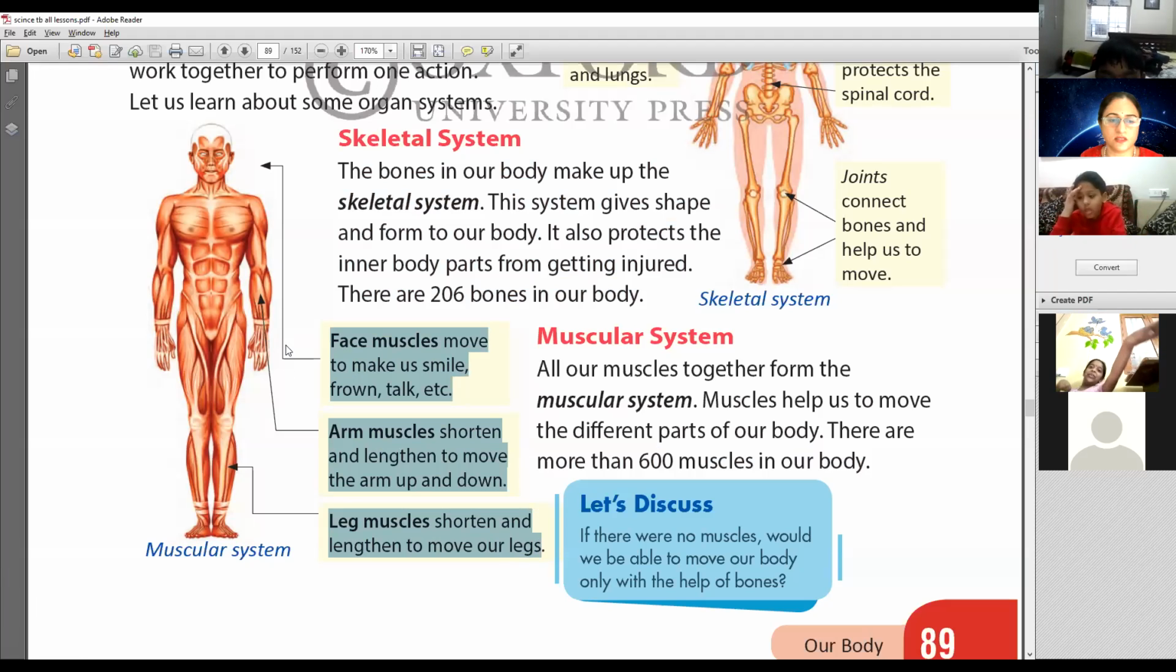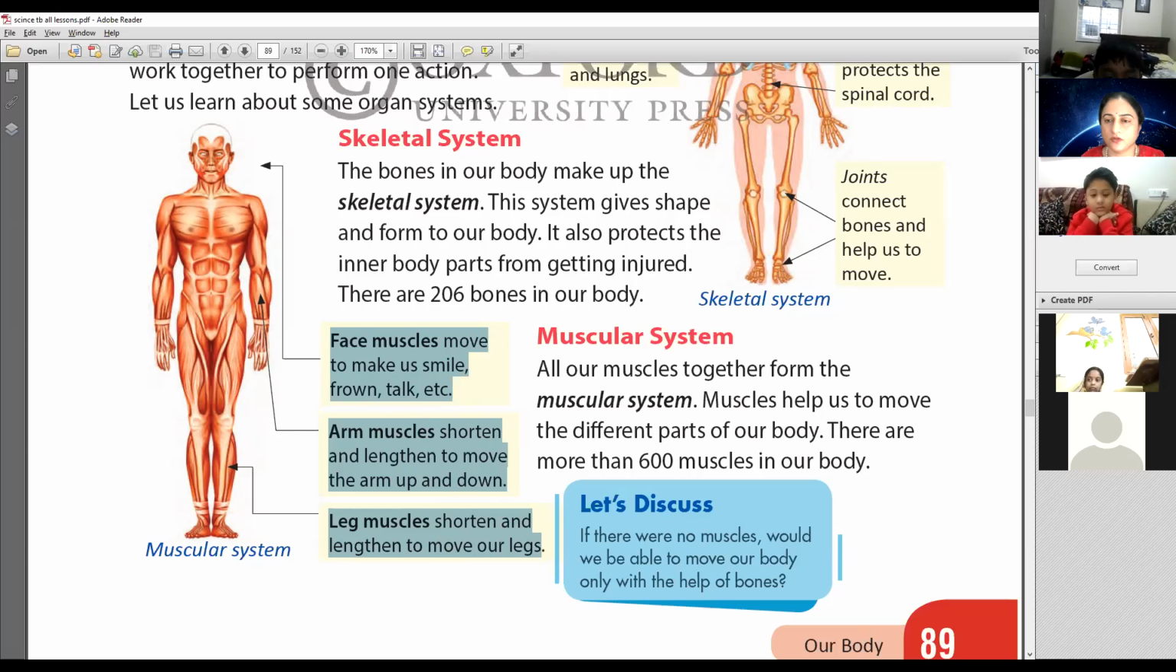Face muscles move to make a smile, a frown, to talk, etc. And muscles help to move the arm up and down, as muscles shorten and lengthen, and to move our legs. I will show you the different expressions.